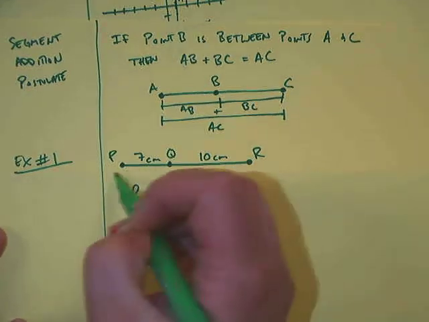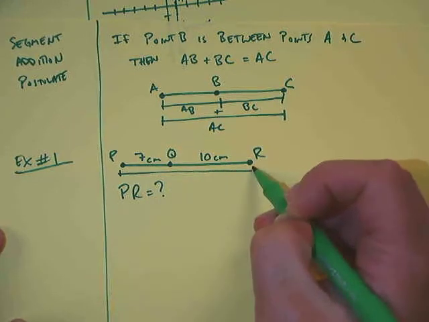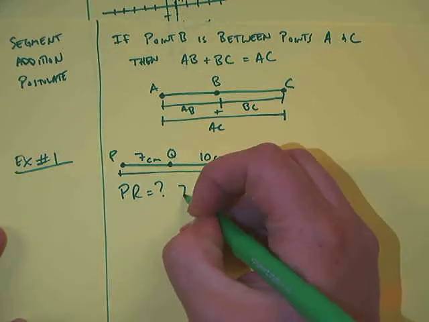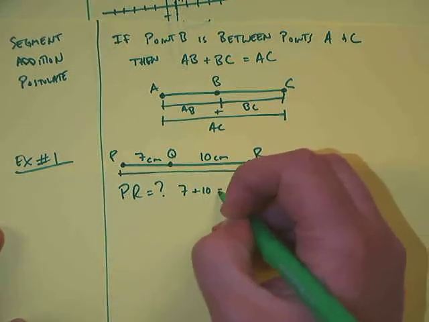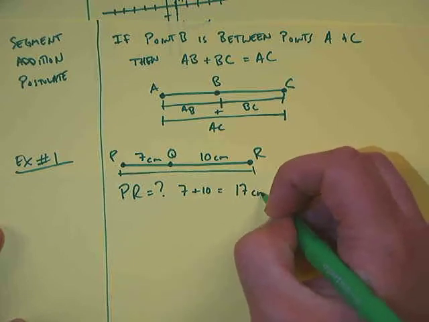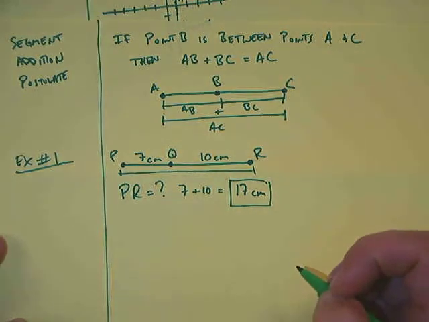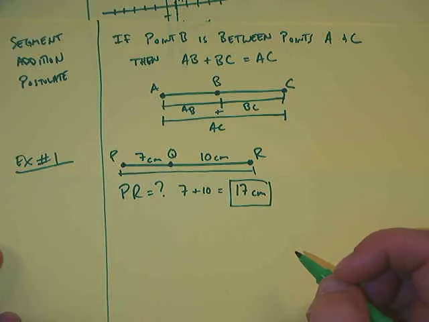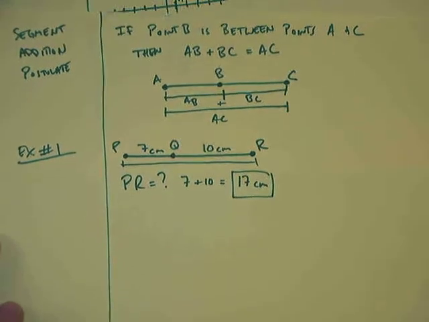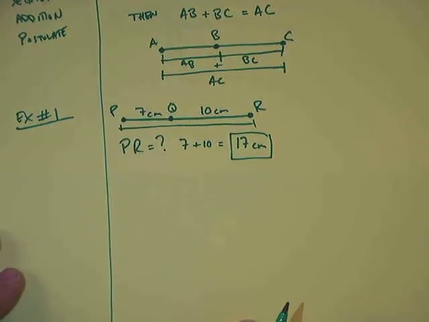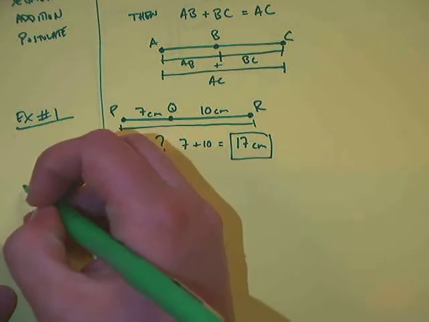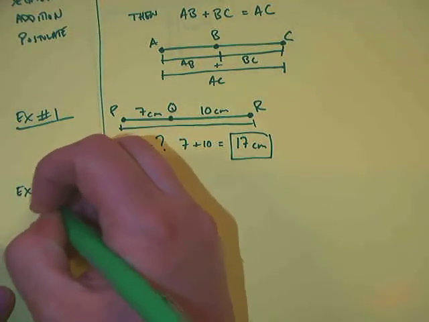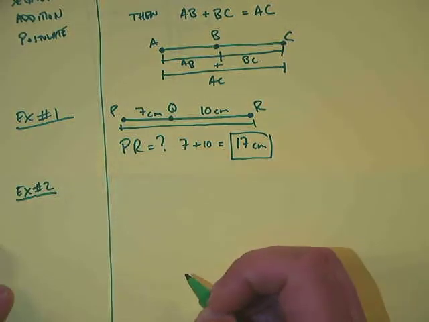Okay. So this is probably the most simple example because we can see we have a small piece and a small piece. We should just add those together to get the entire thing because PR is the entire thing. So it's just 7 plus 10, which is 17 centimeters, and that would be our answer. So we just add them together.